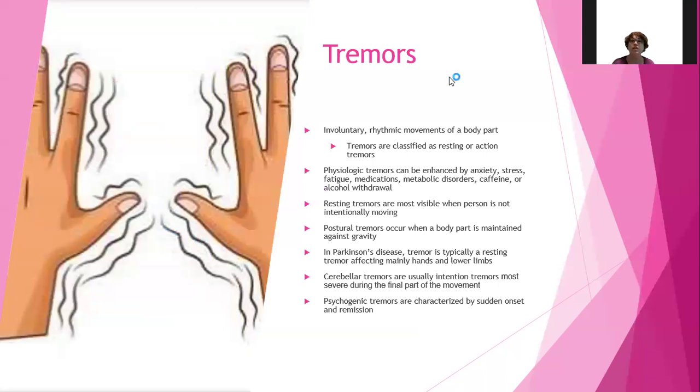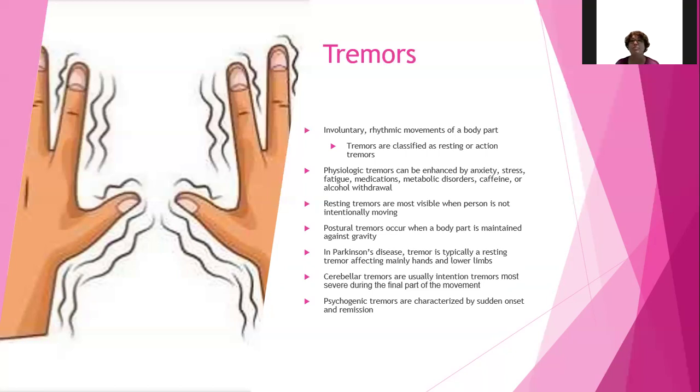Tremors are involuntary rhythmic movements of a body part, and they're classified as either resting tremors or action tremors. Physiological tremors can be enhanced by anxiety, stress, fatigue, medications, metabolic disorders, caffeine, or alcohol withdrawal. Or if you do too many push-ups, that's fatigue. If you've ever gone to boot camp class and done too many push-ups and then you pick up a glass and your hand is trembling, yeah, that could be a tremor.